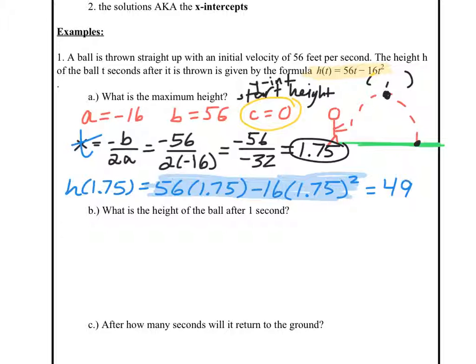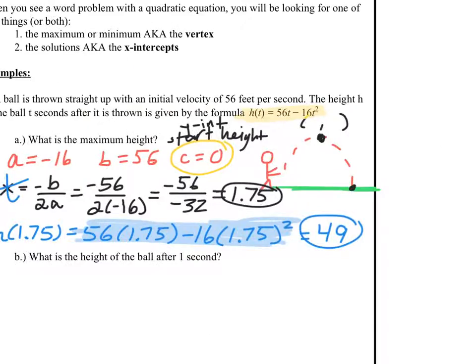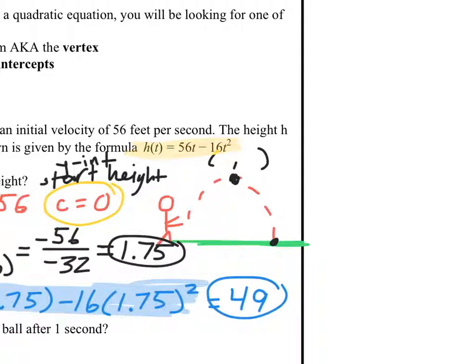Okay, if you need help, ask for help. So we have these two numbers now, 1.75 and 49. That's your vertex. Might as well label that. So go to your little picture, and at the top, we now know that this point is (1.75, 49).